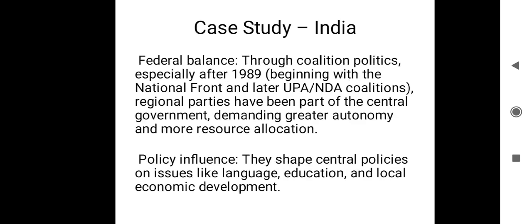And next is federal balance. Through coalition politics, especially after 1989, beginning with the National Front and later UPA and NDA coalitions, regional parties have been part of the central government, demanding greater autonomy and more resource allocation. Then next is policy influence. They shaped central policies on issues like languages, education, and local economic development.